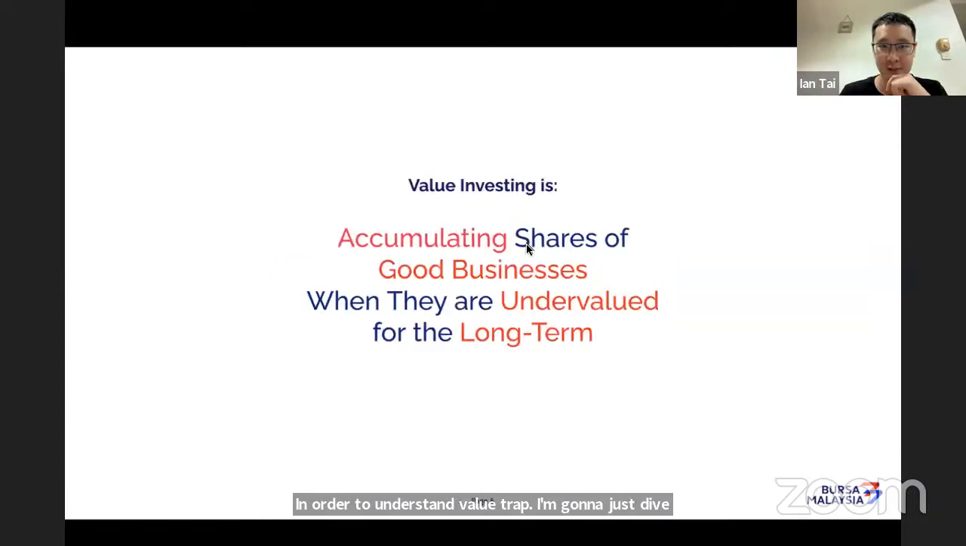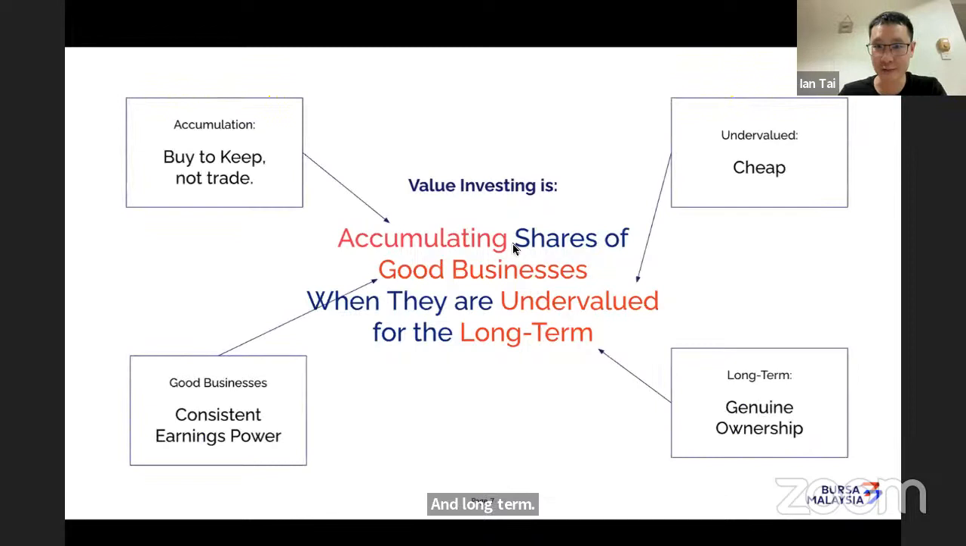This is the whole essence of value investing. So let me just read it out to you. Value investing, I adopted it after I read multiple books as well as letters by Warren Buffett. So in essence, this is what value investing is: it is about accumulating shares of good businesses when they are undervalued over the long term. The keywords here are accumulation, good businesses, undervalued, and long term. Four of them. Now, let's expound on these four.